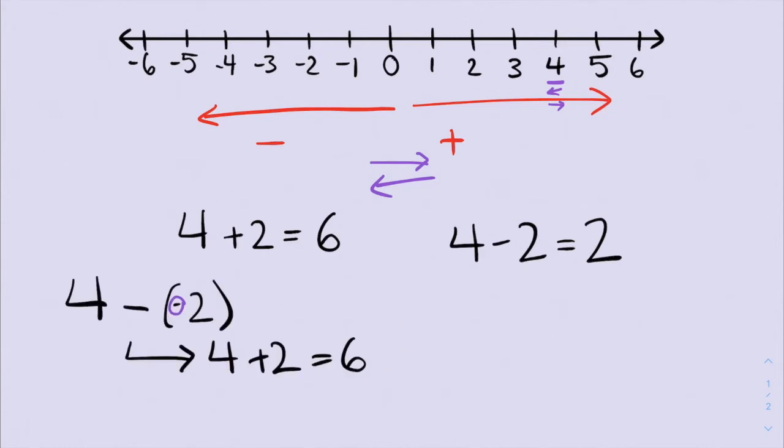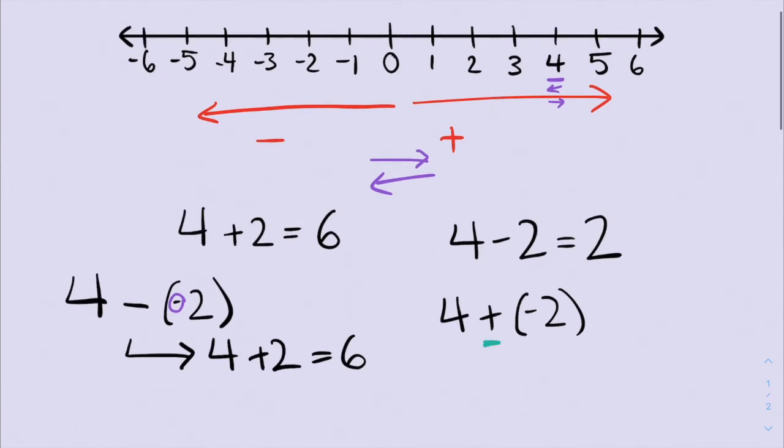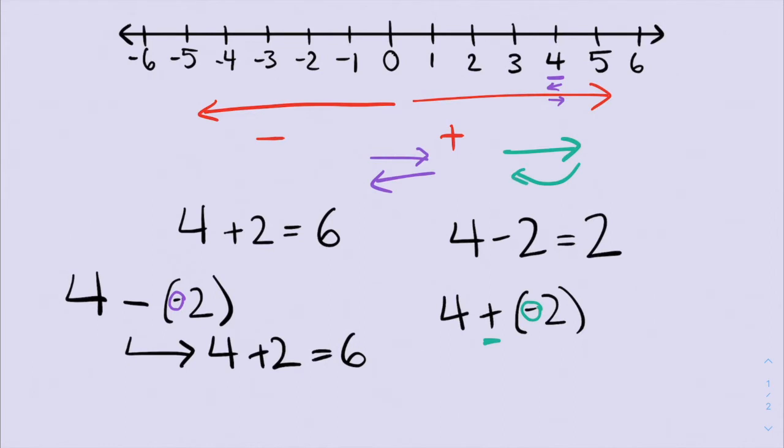Now, if I were to have the equation 4 plus negative 2, what we would do is we would start at 4 again, except this time we're going to add, which is going to the right, a negative number. So we turn around and go to the left instead. And what this is really saying is we have the equation 4 minus 2, which we already know equals 2.